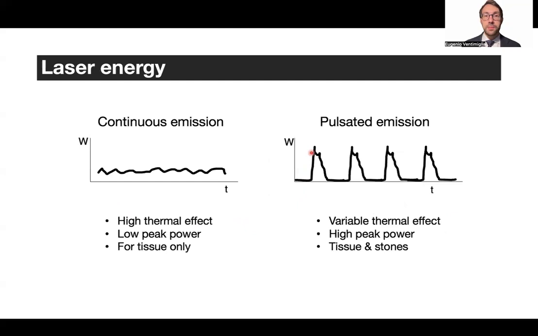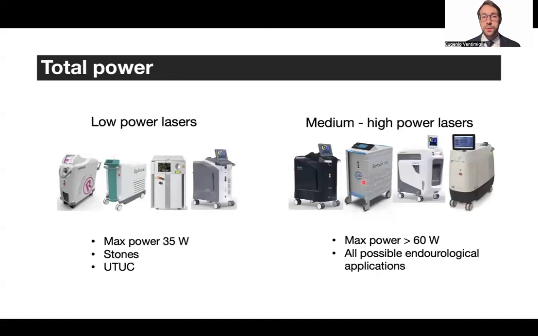And thinking of laser emissions in terms of concept, we see that the laser can emit either in a continuous emission, which never stops. This has a high thermal effect, low peak power, and it's very utilized, but only for tissues, because the low peak power doesn't make these lasers applicable to lithotripsy. Instead, if we have a pulsated emission, the same energy can be emitted in discrete pulses. There is a pause in between different pulses, which allows tissue to relax in terms of thermal dose and temperature. They have a different effect. We're going to see now why they can be used either for tissues and stones.